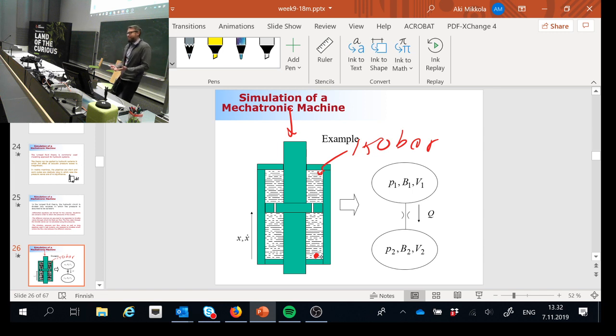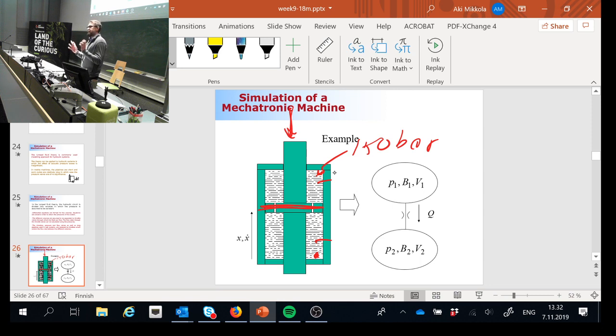Okay, think about it. Let's put it this way: there is no drilling here, and I'm pressing the piston downwards. Can I assume that the pressure here is the same as here? No. They are not the same, because of that force the pressure here will be higher than the pressure here, right?